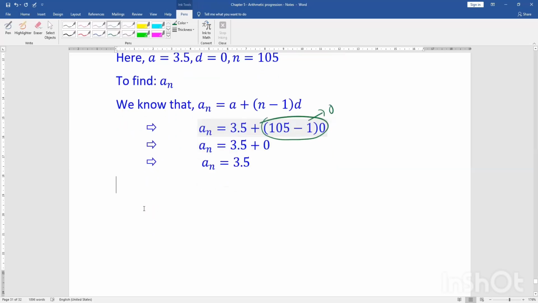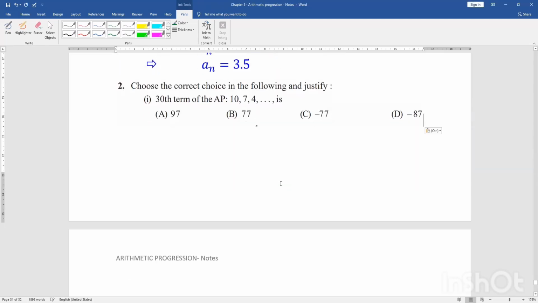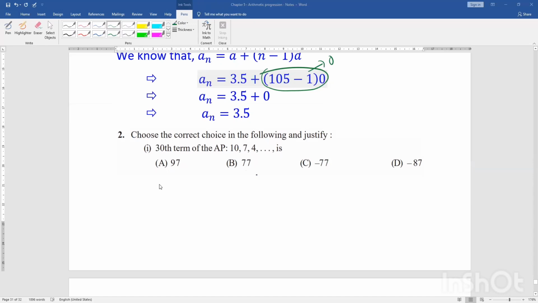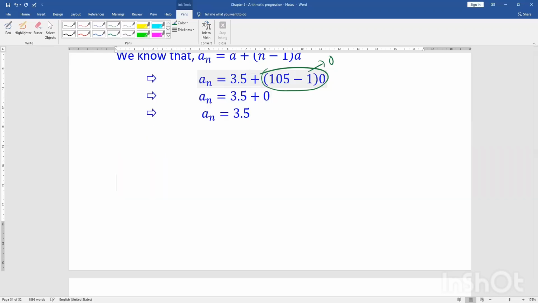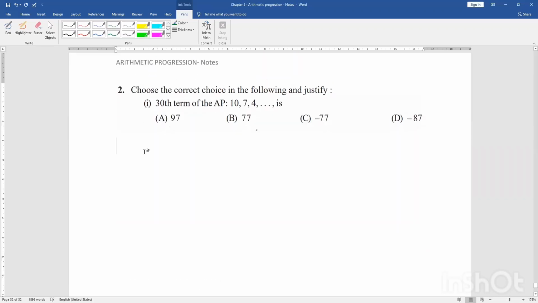Isn't it easy, children? Now we move on to the next question. Here we have a multiple choice question. The 30th term of an AP 10, 7, 4, dot dot dot is dash. They are given the options 97, 77, minus 77, and minus 87. So for this, let us write down. I'm going to take it on the next page. Now, what is given? Let us write it out here.